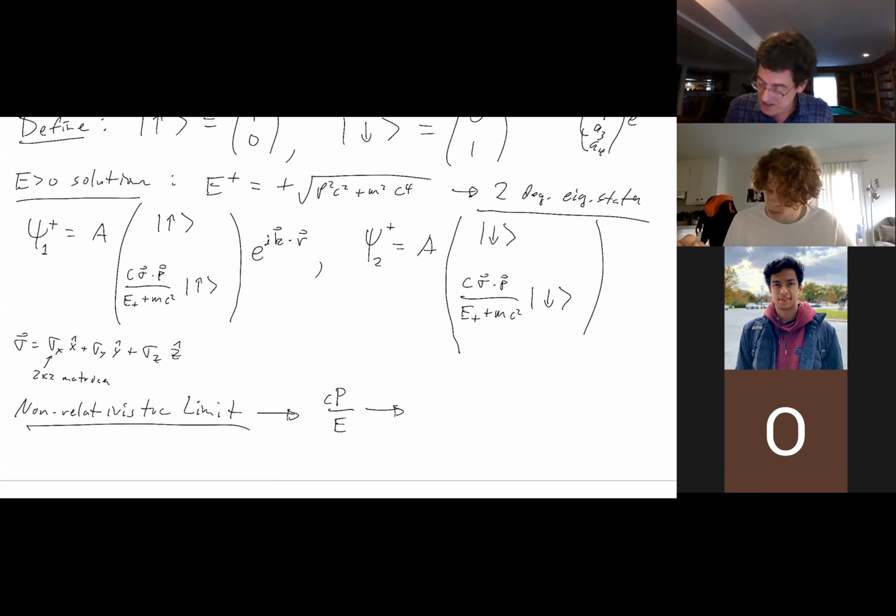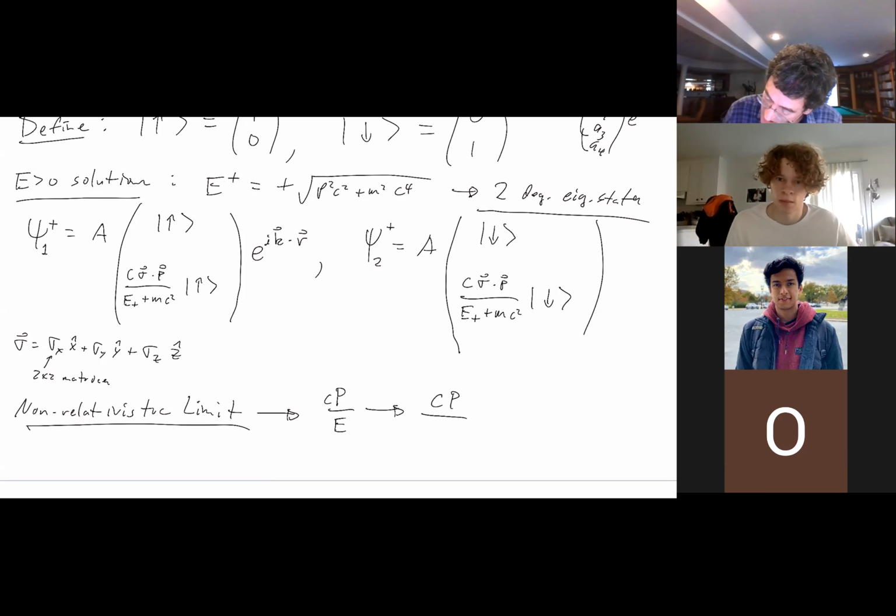Actually, before you answer that question, tell me what E is in the non-relativistic limit. It's almost a trick question, but what is E in the non-relativistic limit? And let me remind you that E squared equals p squared c squared plus m squared c to the fourth. What is E in the non-relativistic limit? Tell me.